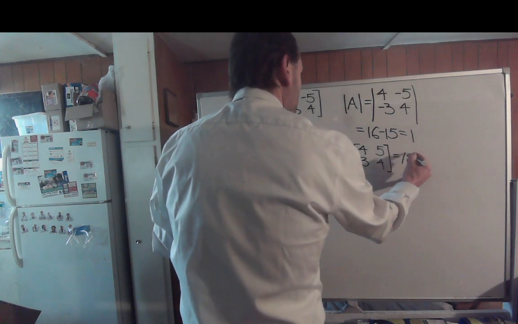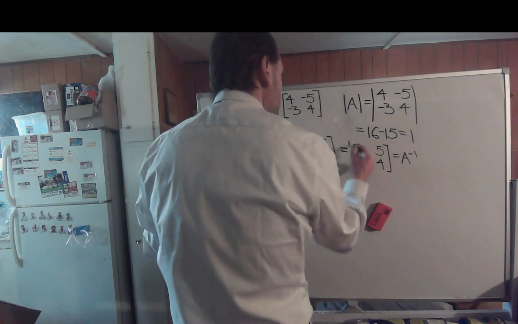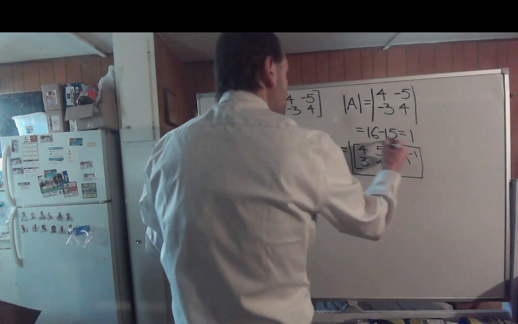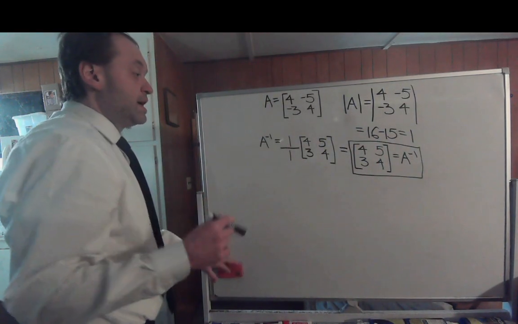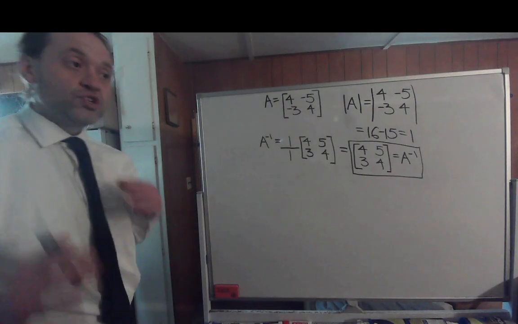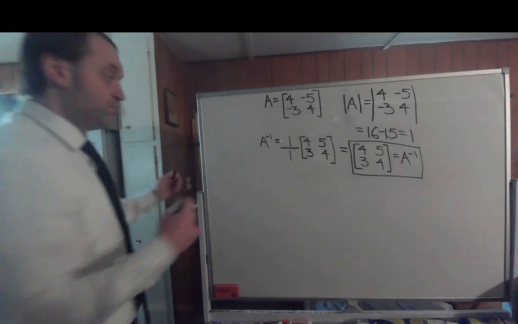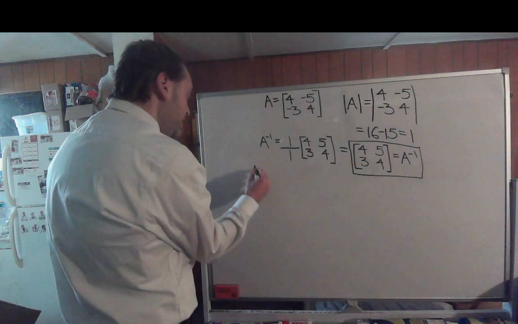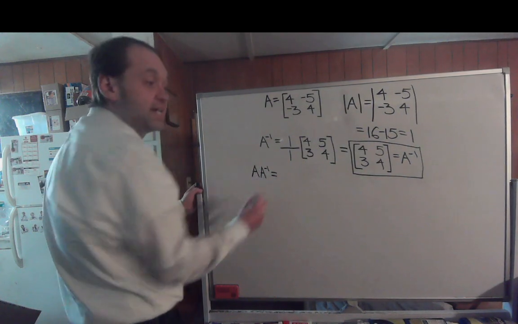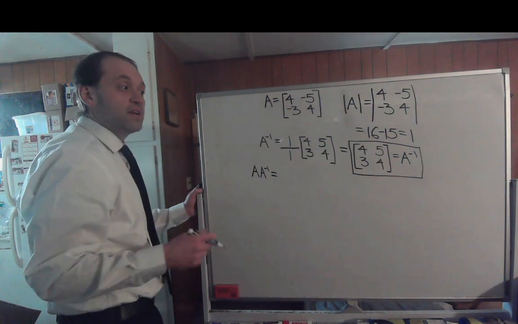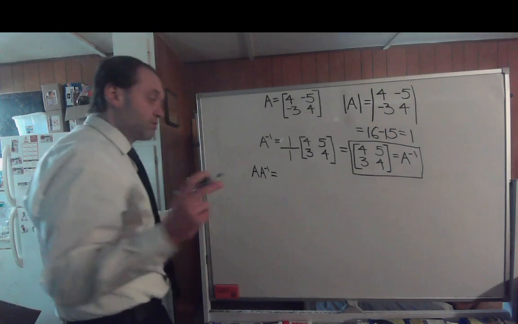That would equal your A inverse. It should be the matrix 4, 5, 3, and 4. Now, how you can check to make sure you got it right is you multiply A times A inverse, and you should get the identity matrix. If you get anything other than the identity matrix, you got it wrong.